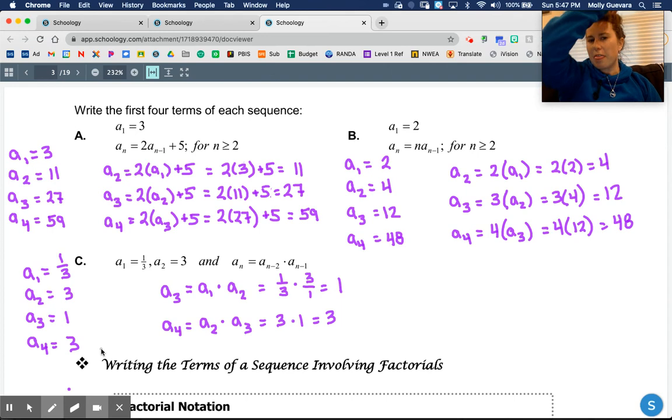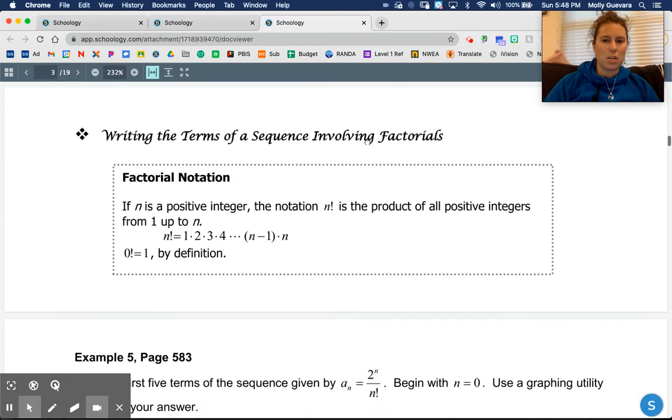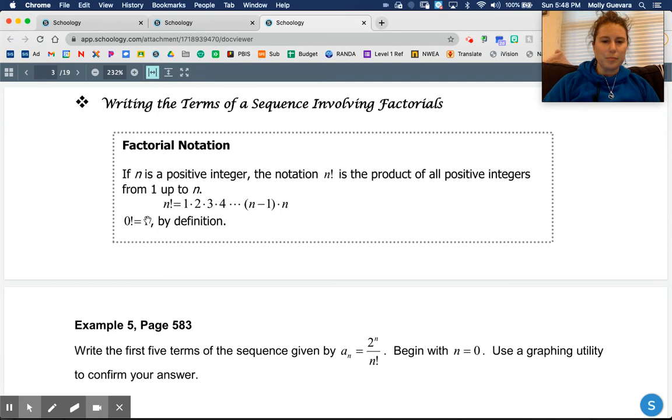Okay, so hopefully that looks familiar. We feel okay. If you have any questions, make sure you reach out. We're going to look at our second objective now, which is looking at factorials, which may be new for us.